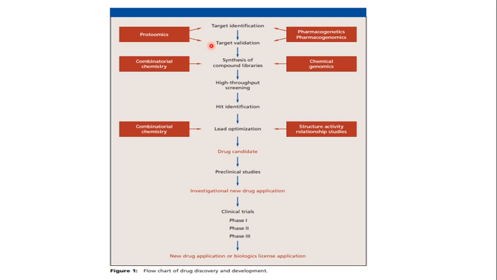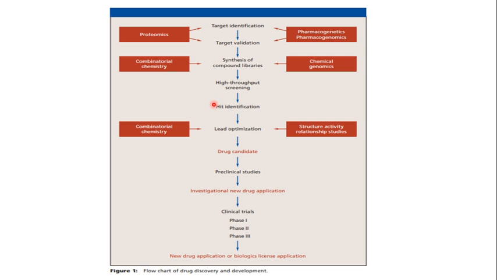The first step in drug discovery was target identification and target validation, and proteomics, pharmacogenetics and pharmacogenomics can help you in the identification and validation of the target. The next step is finding a suitable drug. You use high throughput screening, which screens thousands of compounds for the identification of different hit compounds. Hit compounds are those compounds that have the ability to interact with the target that you identified in the first stage of drug discovery.